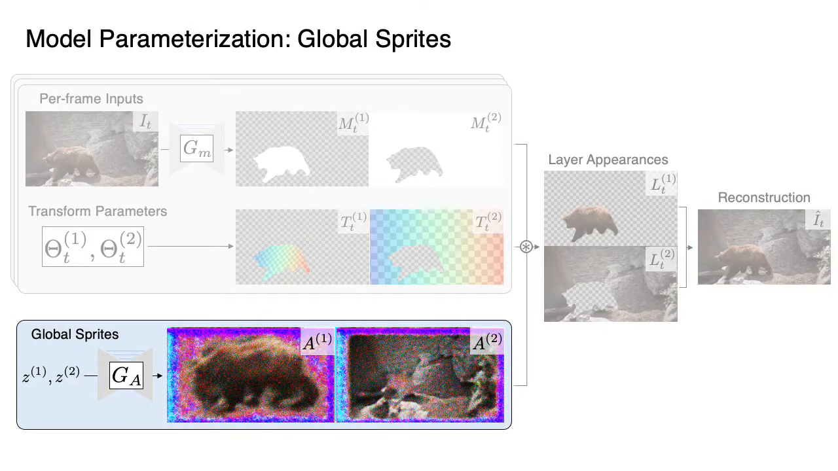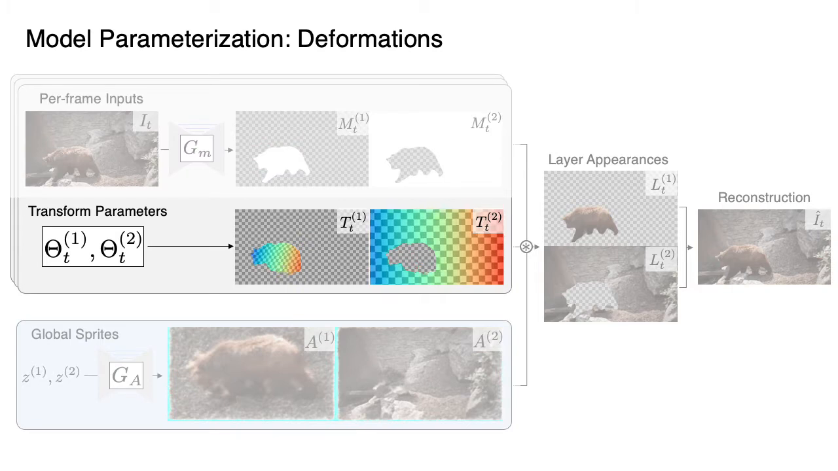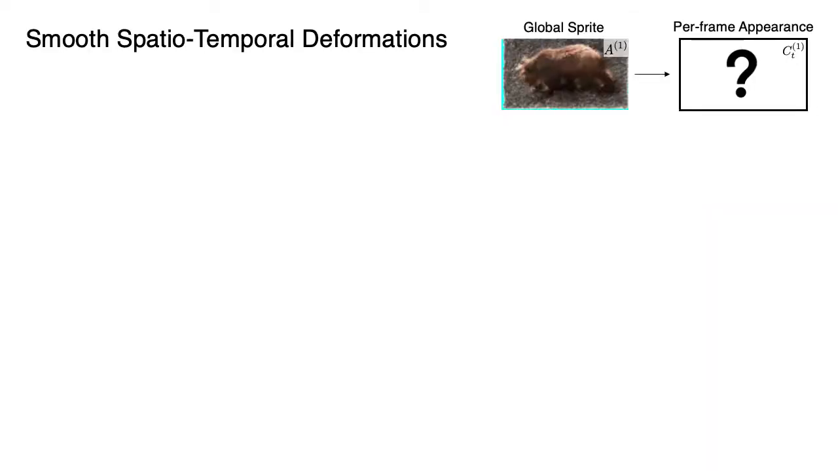We optimize the sprite images through a shared generator network with fixed random codes. We use a separate shared network to predict layer masks that are consistent with appearance cues over time. Finally, we estimate a non-rigid transform that maps each pixel of a frame to a UV coordinate in the sprite image. This allows us to remap each frame's appearance from the global sprite images.